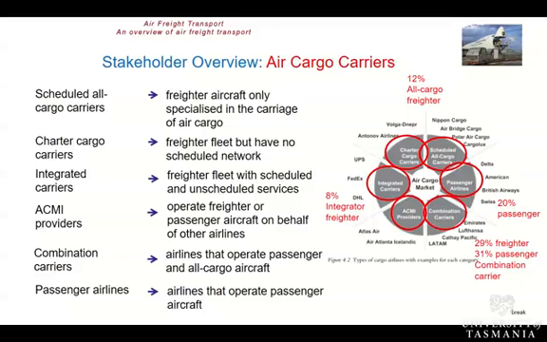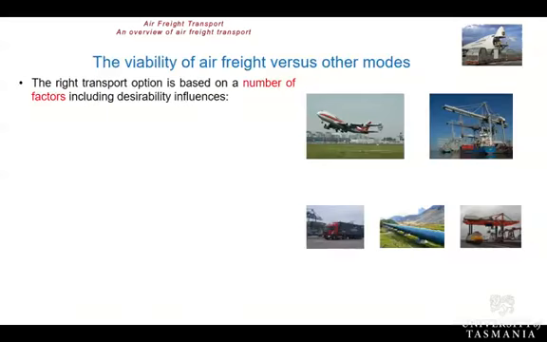And by far and away, the most cargo is carried by combination carriers, 29% of which is carried on freighter and 31% on passenger. So if you roughly add those both together, what you end up with is that air cargo carried around the globe is half carried on passenger airlines and the other half is carried on freighter airlines. So how does air freight transport itself stack up with other modes?